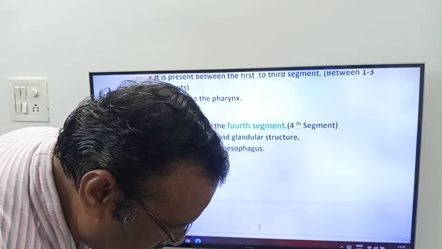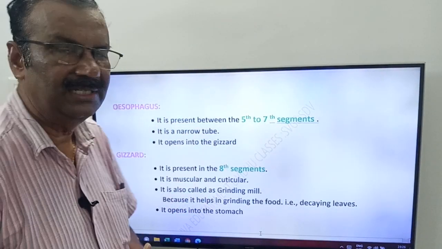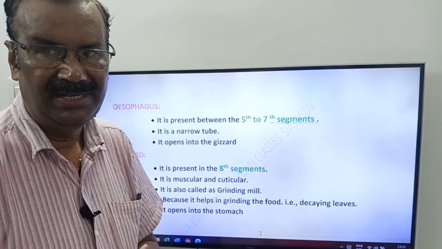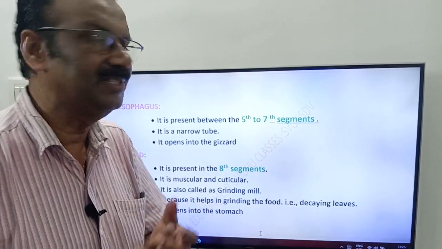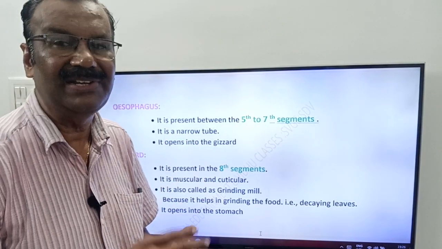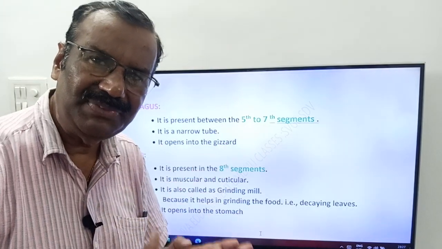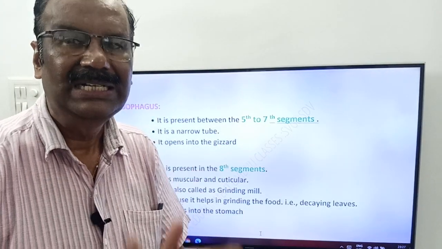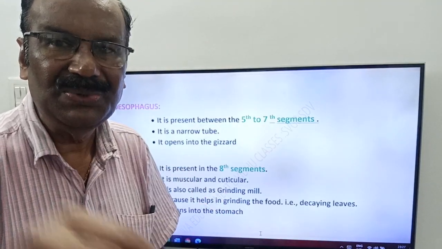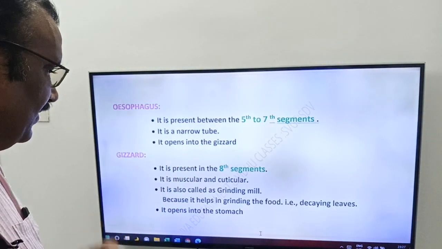Now see friends, esophagus. It is present between the 5th to 7th segments, the 5th, 6th and 7th segments. It is a narrow tube-like structure. What is that, friends? Esophagus. It is present in the 5th, 6th and 7th segments. It is a narrow tube. It opens into the gizzard.